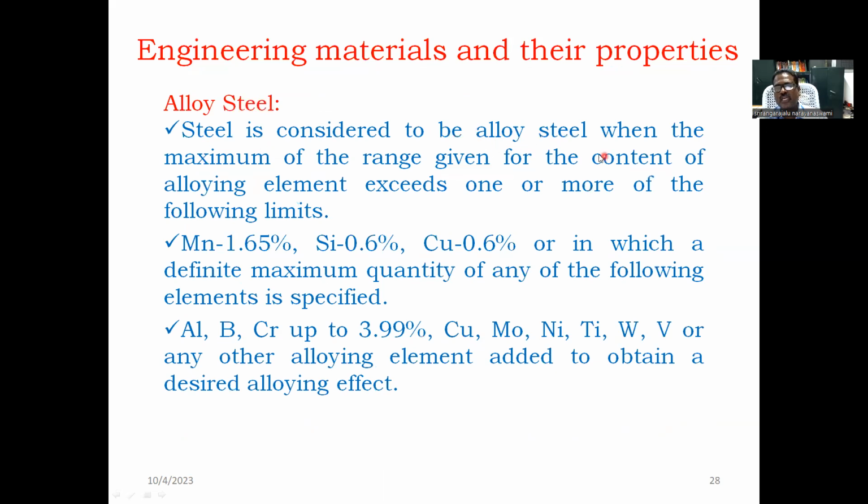Steel is considered to be alloy steel when the maximum of the range given for the content of alloying elements exceeds one or more of the following limits: manganese, silicon, copper, or in which a definite maximum quantity of any of the following elements is specified: aluminum, bismuth, chromium up to 3.99%, copper, molybdenum, nickel, titanium, tungsten, vanadium, or any other alloying element added to obtain a desired alloying effect.